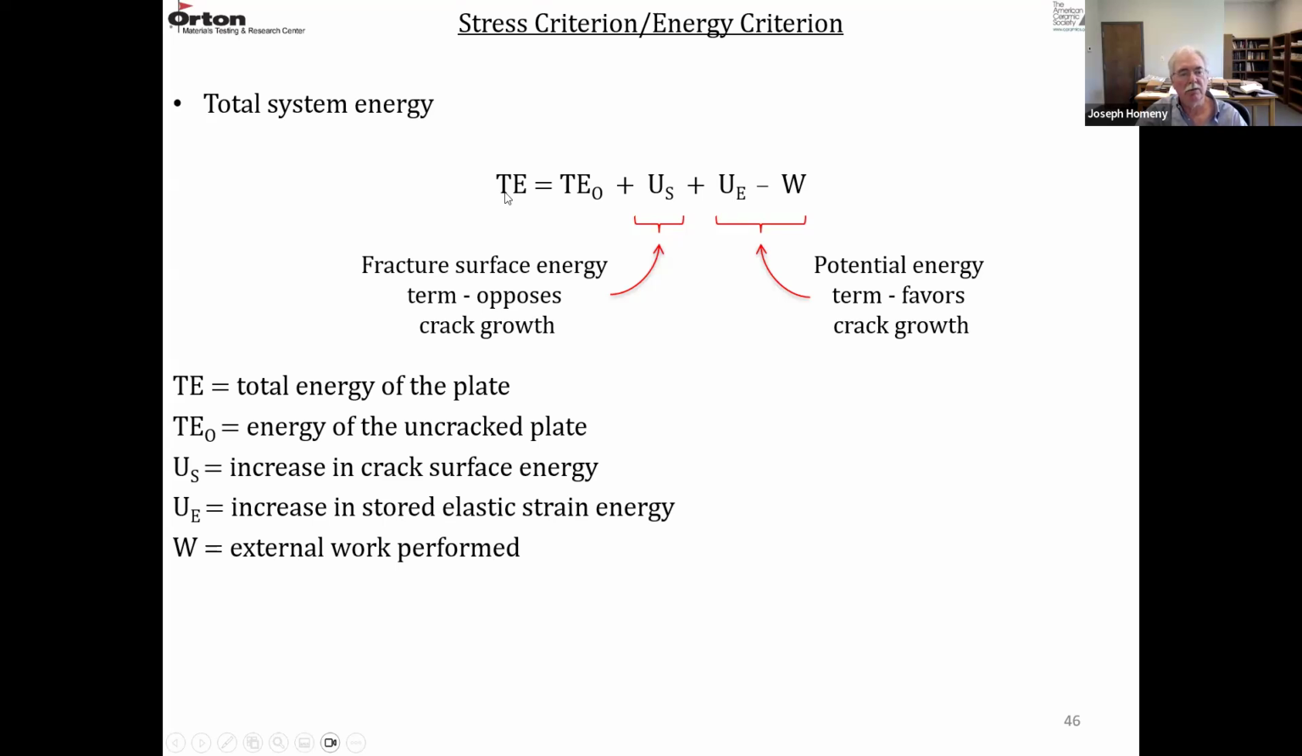So the total energy of the system equals the energy of the uncracked plate plus the increase in the cracked surface energy plus the increase in the stored elastic strain energy minus the work performed. So US is the fracture surface energy term. That opposes crack growth. UE minus W is the potential energy term. This is the driving force for crack growth.